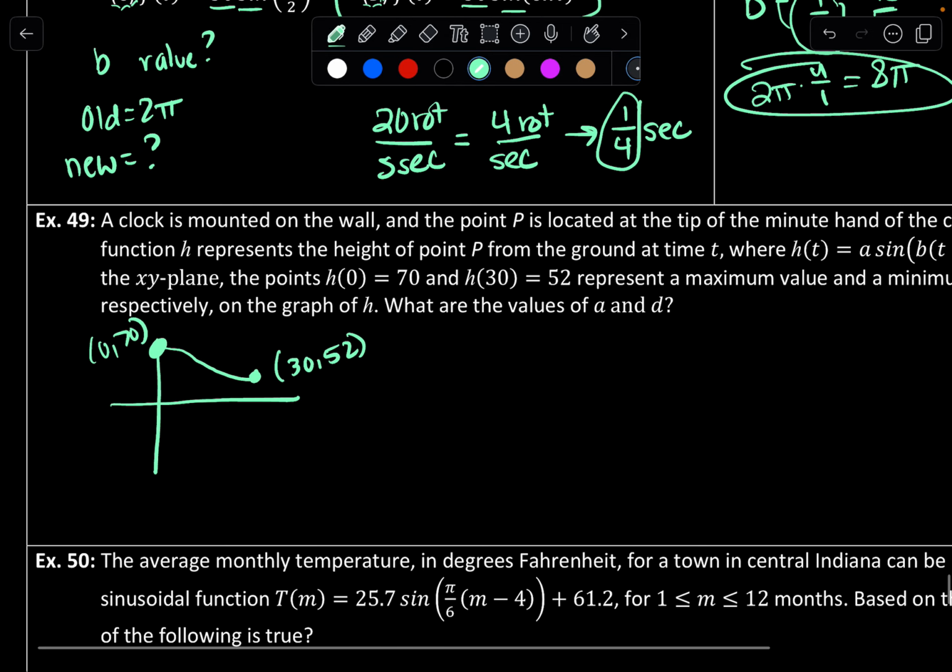All right, so for this one, we need to figure out the values of A and D. You can use the formulas if you want to, or you can look at the outputs and figure out what's going on here. Because really, we only care about what's happening vertically. That's what A and D are, the vertical transformations.